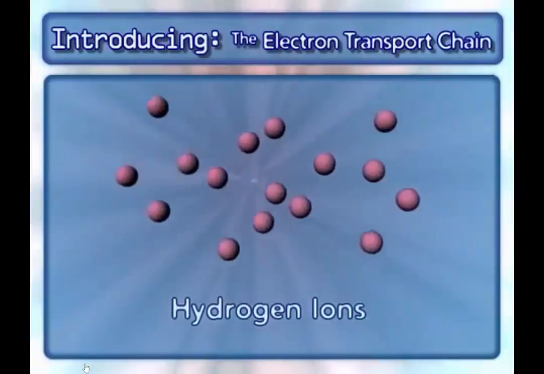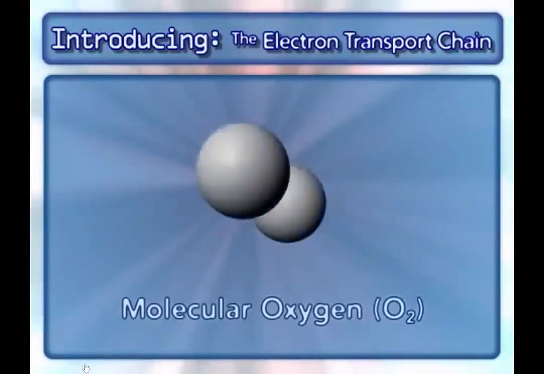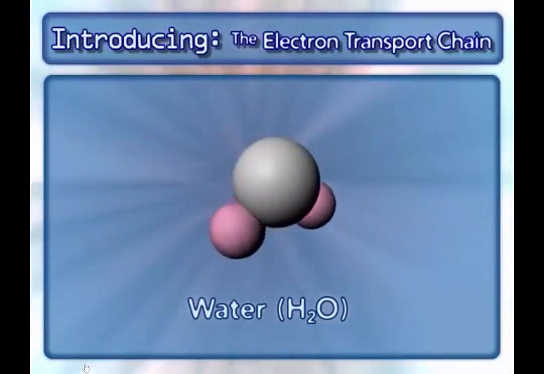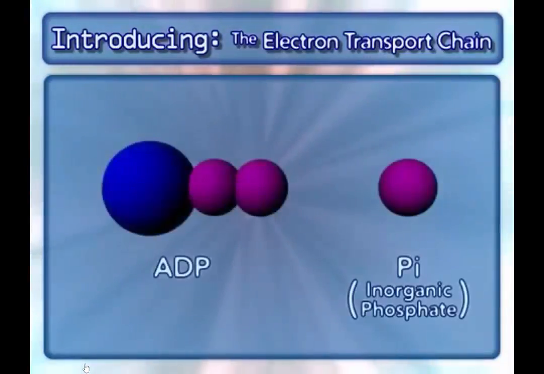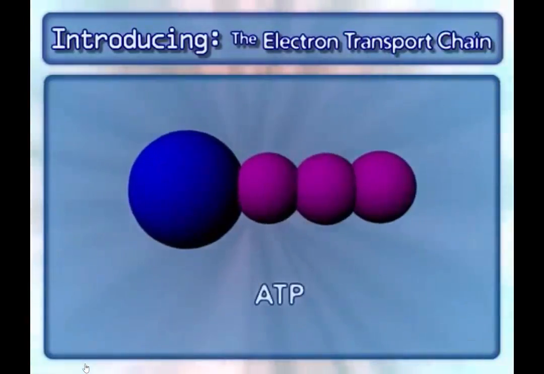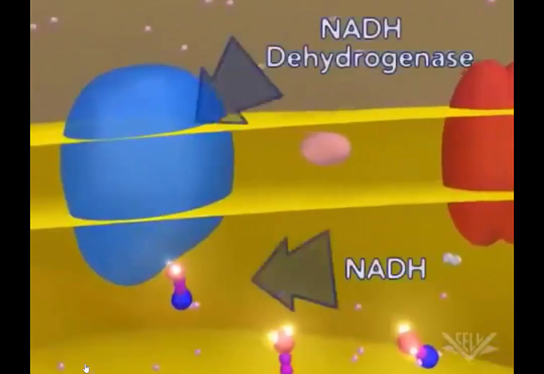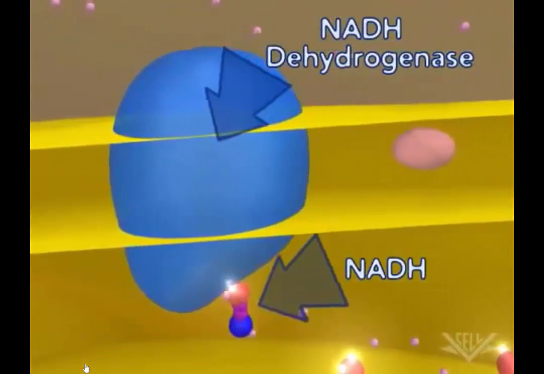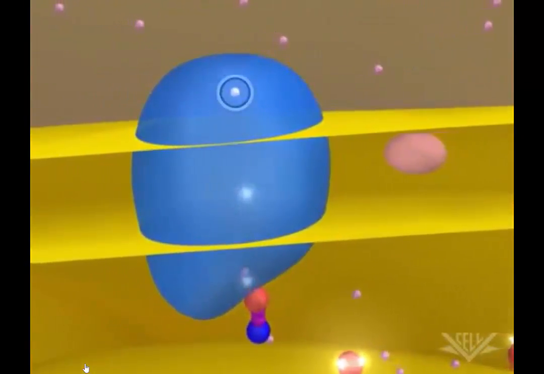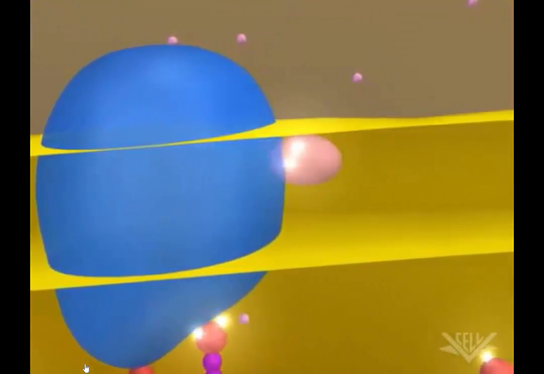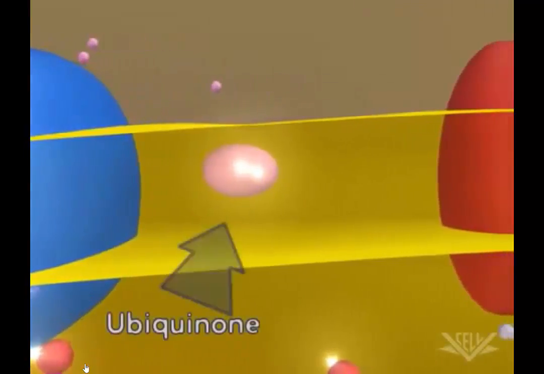hydrogen ions, molecular oxygen, water, and ADP and Pi, which combine to form ATP. At the start of the electron transport chain, 2 electrons are passed from NADH into the NADH dehydrogenase complex. Coupled with this transfer is the pumping of 1 hydrogen ion for each electron. Next, the 2 electrons are transferred to ubiquinone.